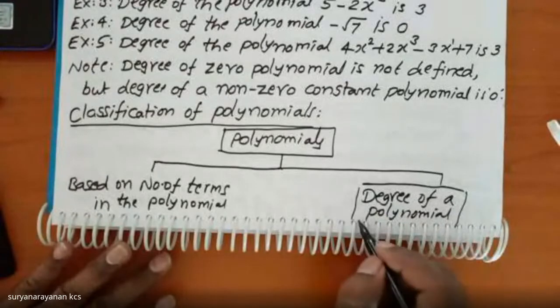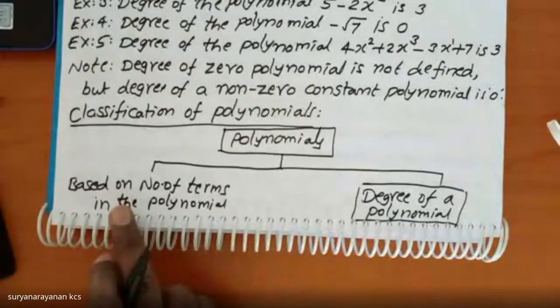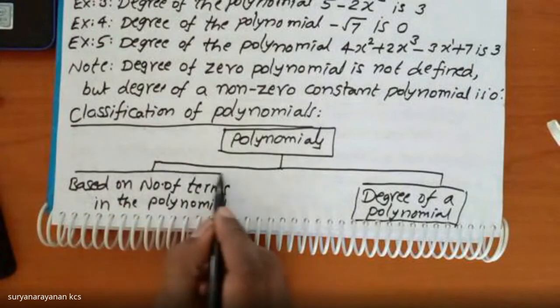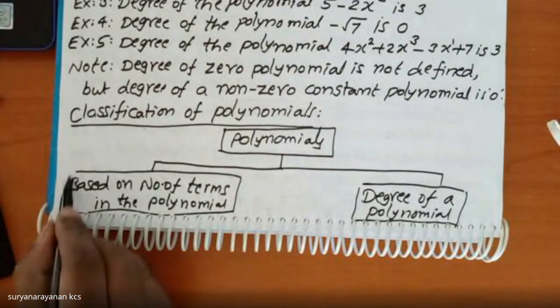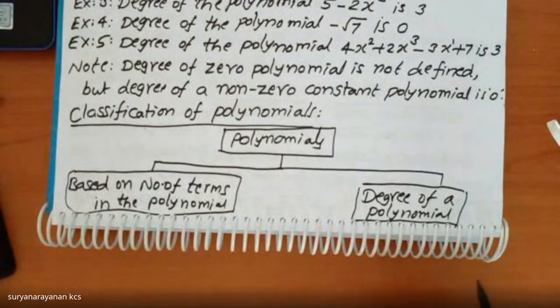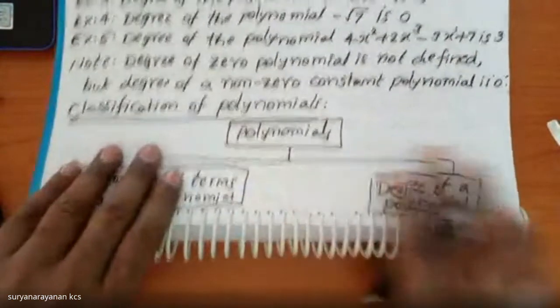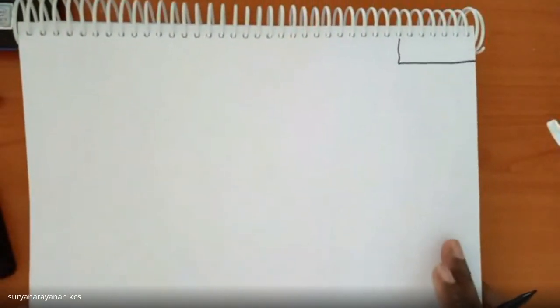So here we are classifying the polynomials based on number of terms in the polynomial and based on degree of the polynomial. Okay. Now I will explain the classification of the polynomials based on number of terms in the polynomial.